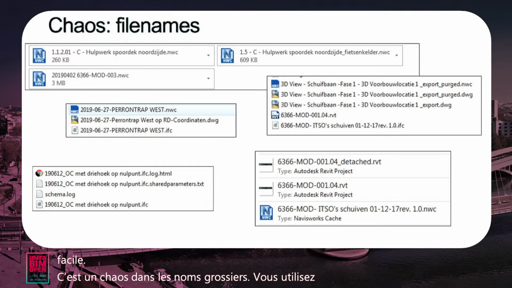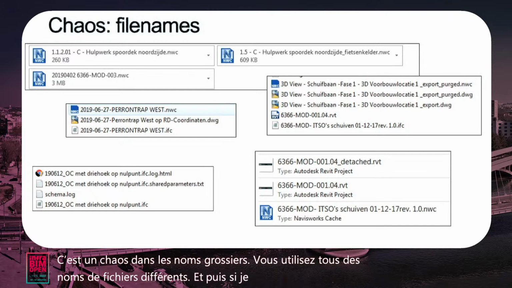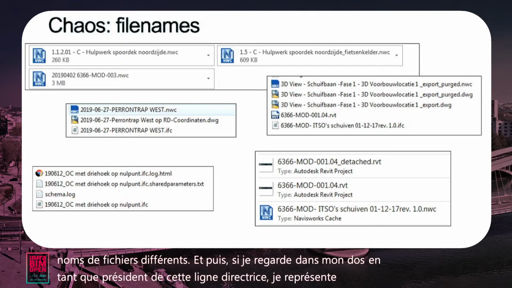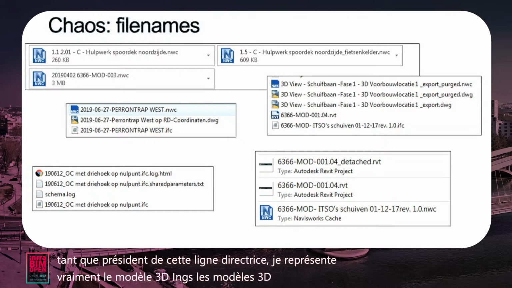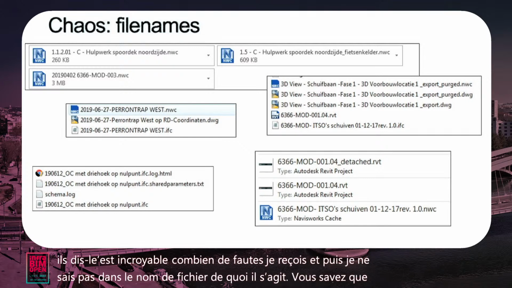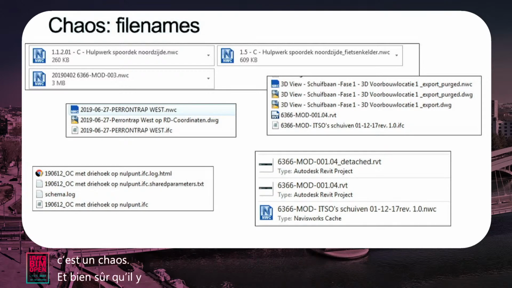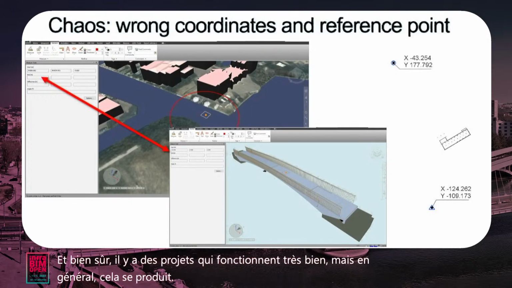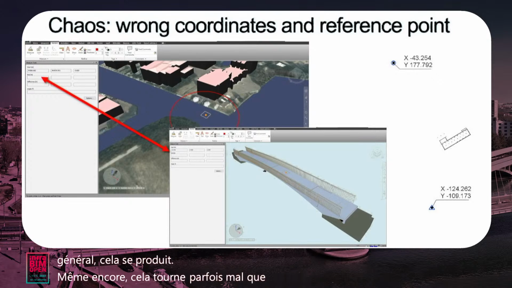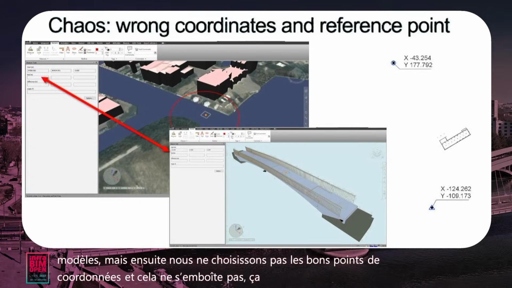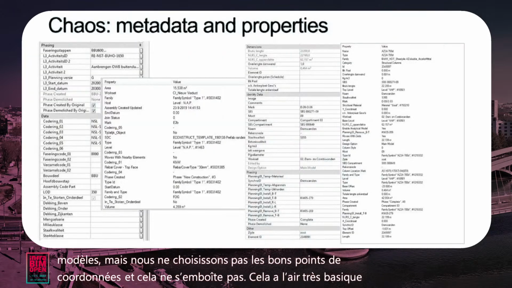And then if I look to my back as a chairman of this guideline, I represent really the 3D modelers in the Netherlands. They say, it's unbelievable how many files I get and that I don't know in the file name what it is about. You know, it's a chaos. And of course, there are projects that are working very good, but in general, this is happening. Even still, this sometimes goes wrong. We exchange models, but then we don't use the right coordinate points, and it doesn't fit together. It looks very basic, but I'll come back to it later, but it still goes wrong.